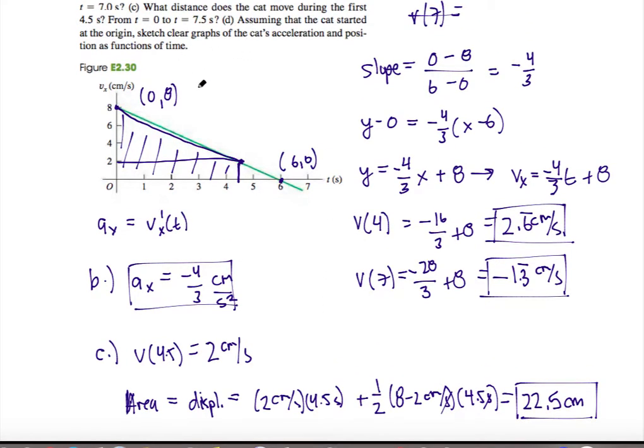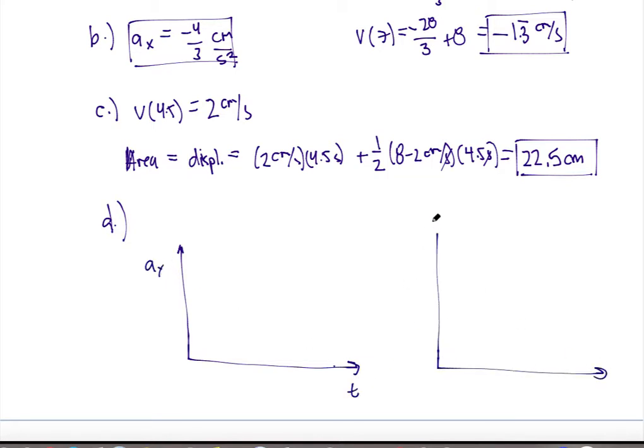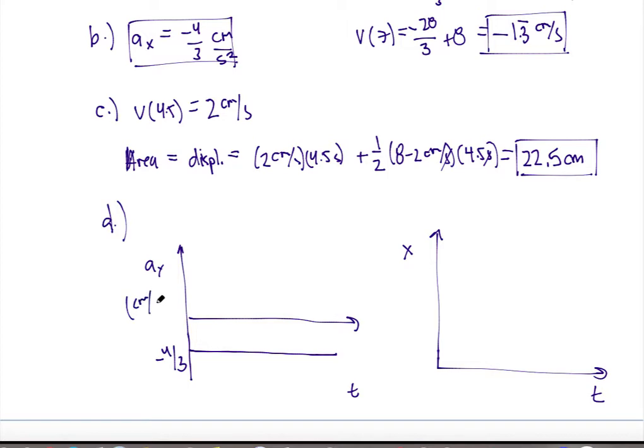Then finally, D says, assuming the cat started at the origin, sketch graphs of the cat's acceleration and position functions. So part D wants an acceleration graph and a position graph. So here's my acceleration graph. My position graph will follow. And so my acceleration graph is simply going to be, and I should do this rather differently, I should have a negative side to my graph, because my acceleration is a constant negative 4/3. And that's, of course, centimeters per second squared.